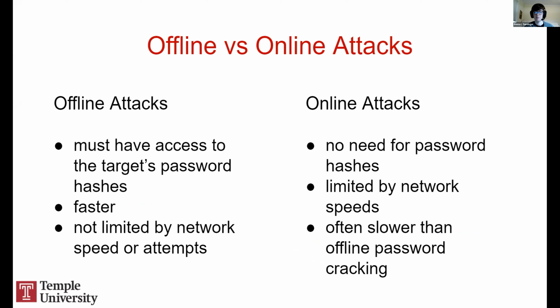Now, there are two different basic types of attacks that you can do, offline and online attacks. For offline attacks, you have to have access to the target's password hashes. This allows you to bypass password attempt limits, and it's often faster because it's not limited by network speed either. For online attacks, you are taking your host computer and attacking the target computer across a network usually. So you don't need the password hash, but you are limited by your network speed, and it's often slower than offline password cracking, as I mentioned before.